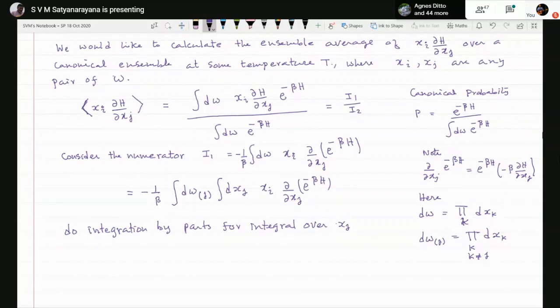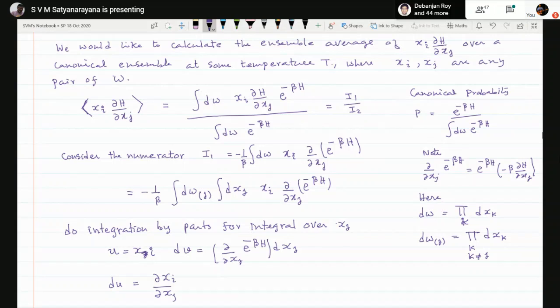So I will consider u to be xi, and dV to be dou by dou xj of e to the minus beta h into dxj. So this is your dV. This will tell you that du is equal to dou xi by dou xj into dxj, and v is equal to e to the minus beta h.